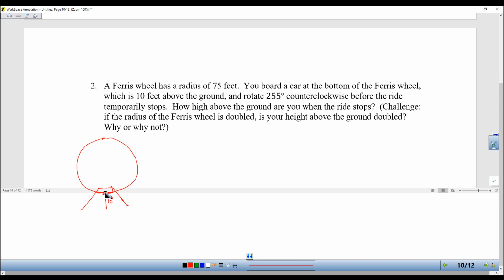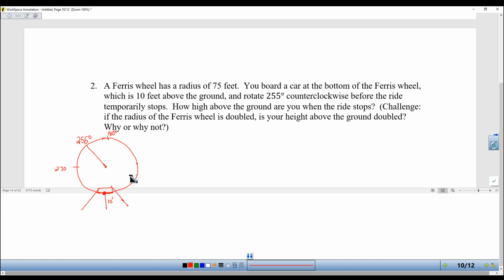255 degrees. So unfortunately, that means this is your 0. I know we're used to it being right there and going around. But you're going to go past 180, but not 270. So this would be 180 degrees, 270. So you must be somewhere over here on the Ferris wheel.